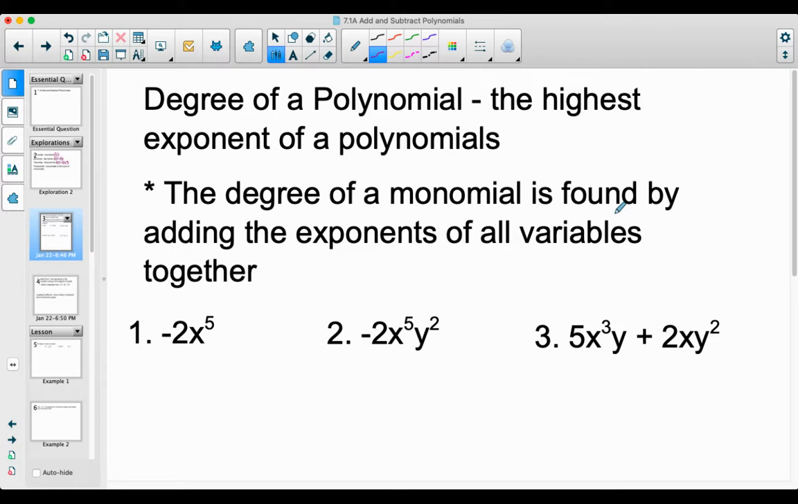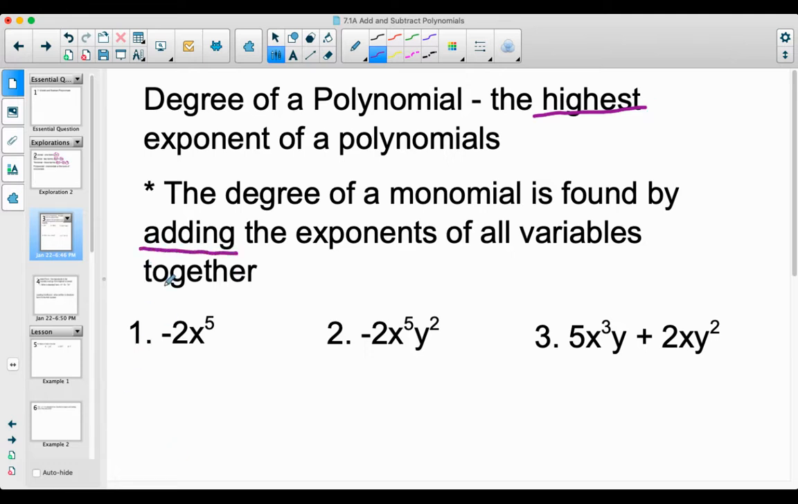The next thing we want to talk about is the degree of a polynomial. The degree is the highest exponent of the polynomial. So when you are determining it, you have to find the highest exponent, and that is the degree of your polynomial. I would also put this in your notes, so if you need to pause the video, I would do so now. The degree of a monomial is when we add the exponents together.